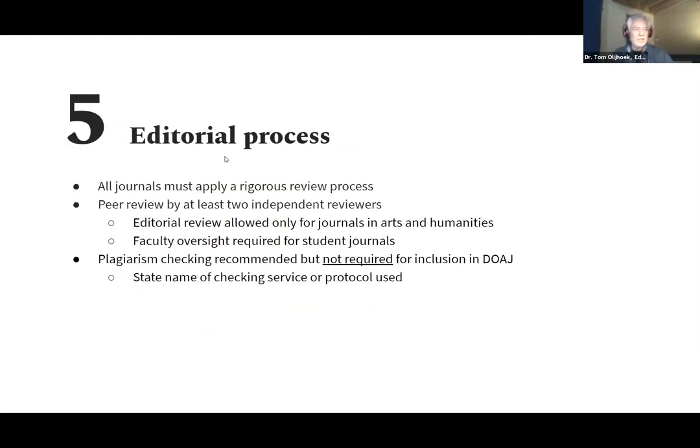The process: all the journals must use peer review, editorial review sometimes. Plagiarism checking, we recommend, because we realize we cannot check. But if we find a plagiarism issue, or more than one, in a journal, we will not hesitate to remove that journal if they can't explain what happened, or retract the article. So it's not part of our automatic check, because we cannot find out, obviously, just by looking at the journal.